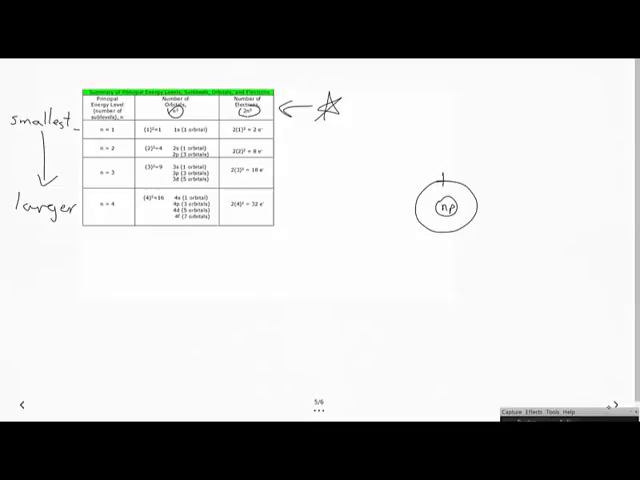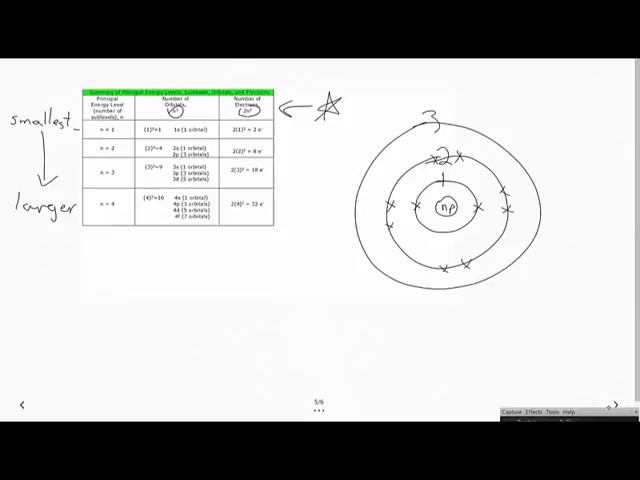You can hold 2 electrons. The second shell, energy level 2, can hold 8 electrons. The third shell can hold 18 electrons. Okay? And you can continue to do it like this. Notice that I drew the electrons together in pairs. We're going to talk about why I did that in class tomorrow.